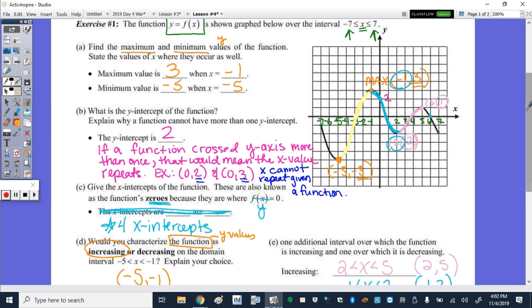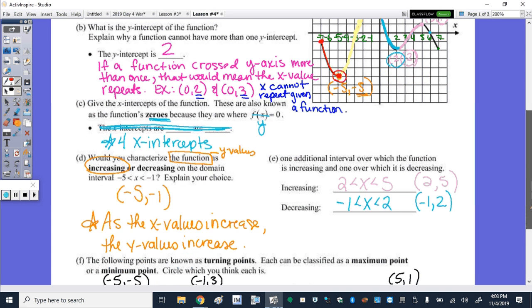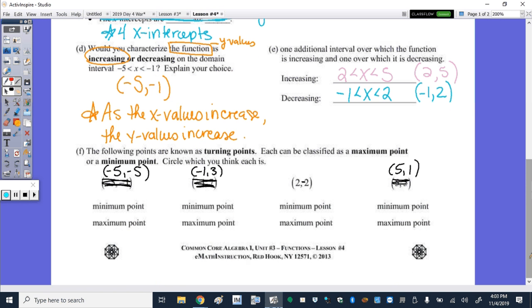I've yet to use red, so I'm going to use red. So I'm going to start on the left, and I trace along, and we're looking for high and low points. Well, I hit my first low point right here at negative 5, negative 5. So negative 5 is a low point, or minimum point.